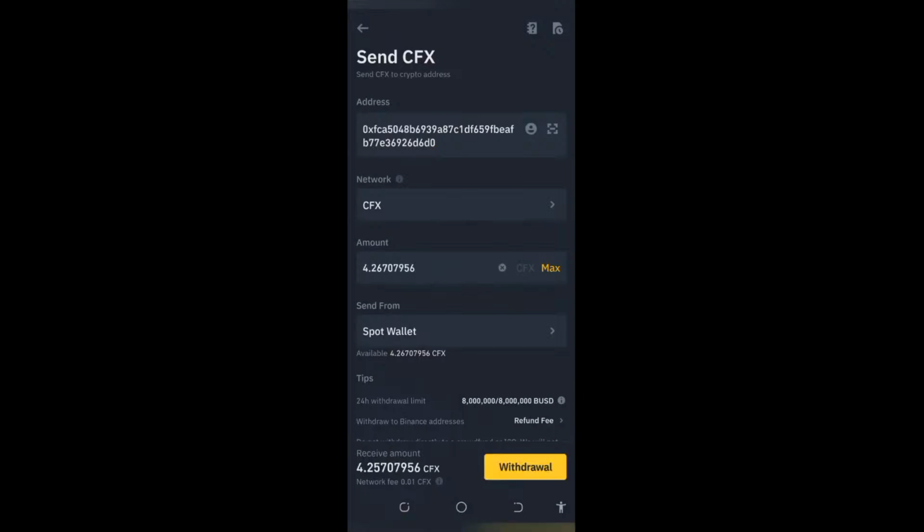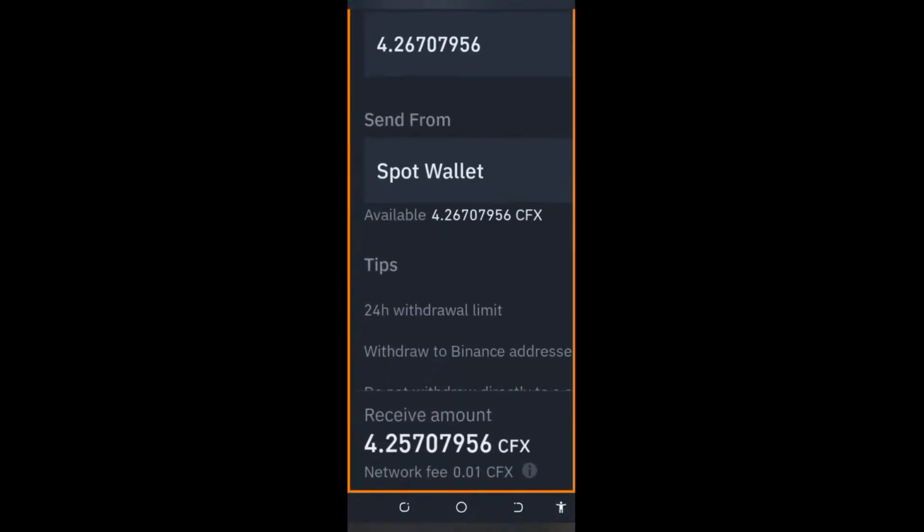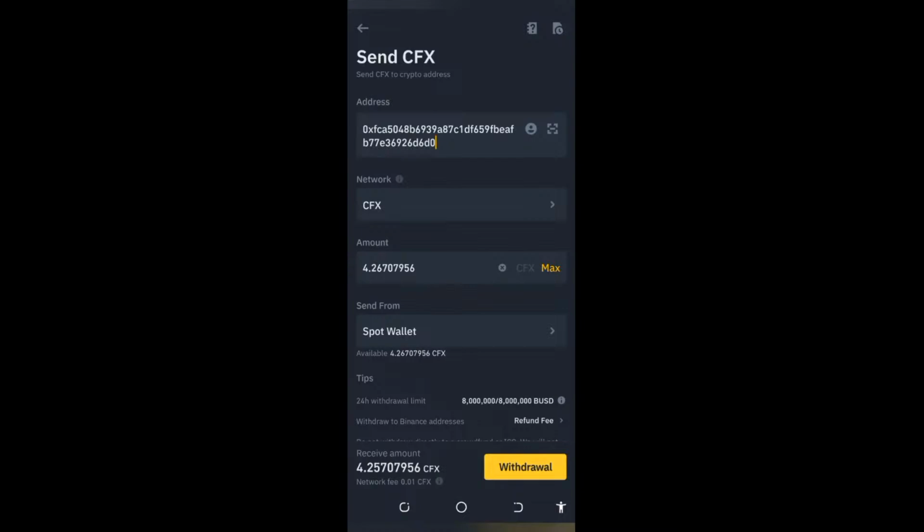So let's put the max. I think we're good. Is there anything we need to take note of? I think it's fine. Okay, so let's take our screenshot. Everything looks good. Normally, when the address is wrong, you'll see a red. It will just show you that it's wrong. But now it looks like it's good. So I'm just gonna go ahead and click on withdraw.